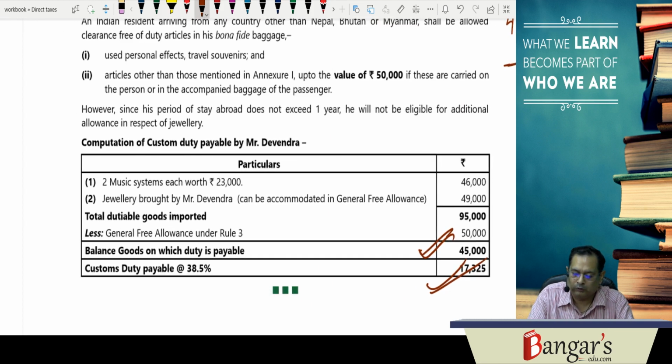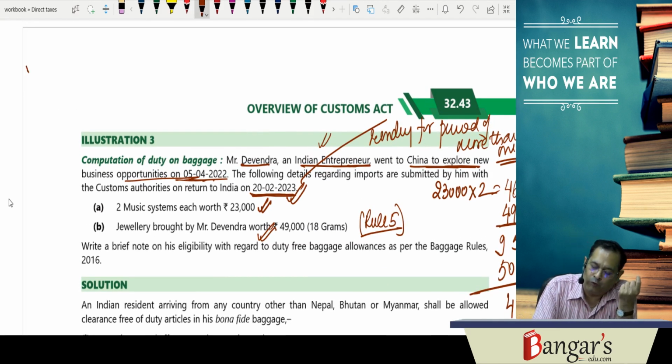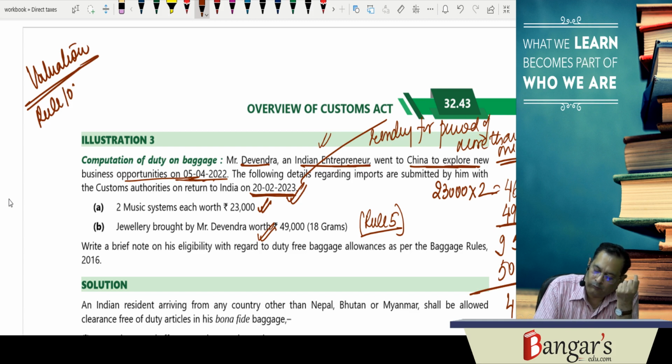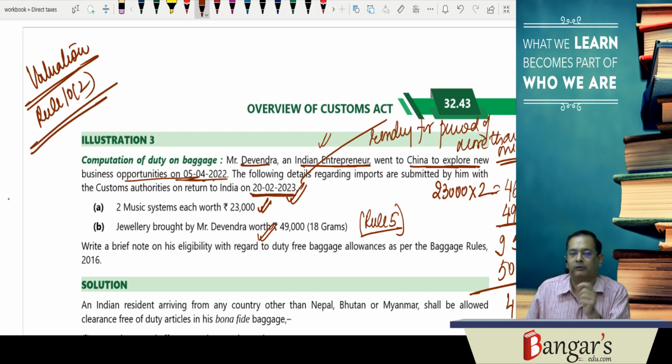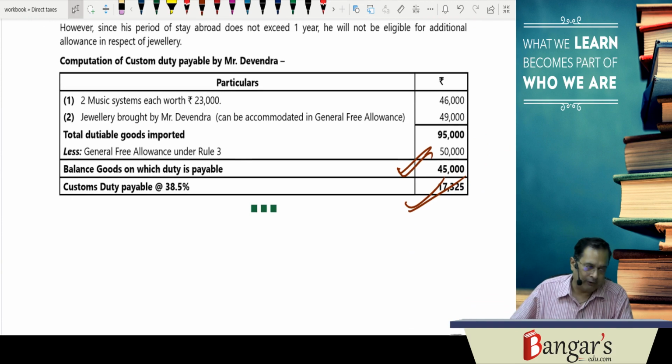So this was all about the overview of customs. Basically focus must be on valuation. At least Rule 10(2), this practical question we have discussed, you must focus on valuation. A practical question can be asked for 5 marks from valuation. So this was all about the overview of customs which we have discussed here.